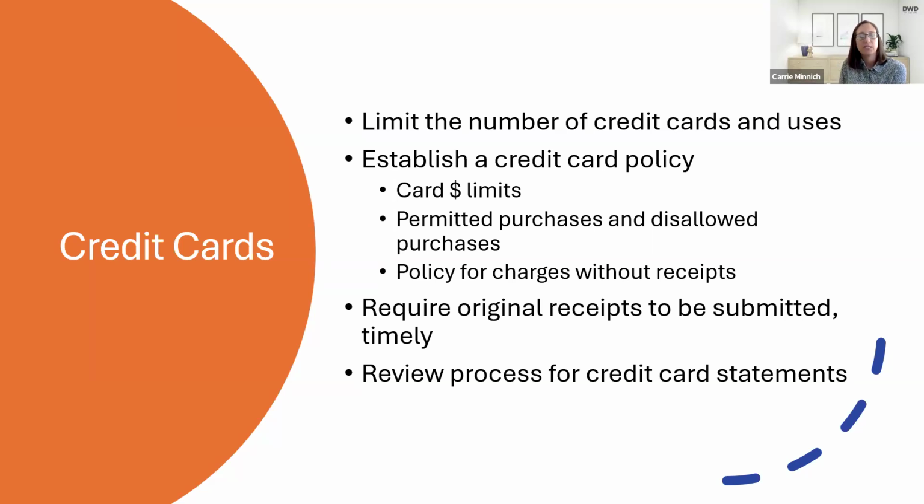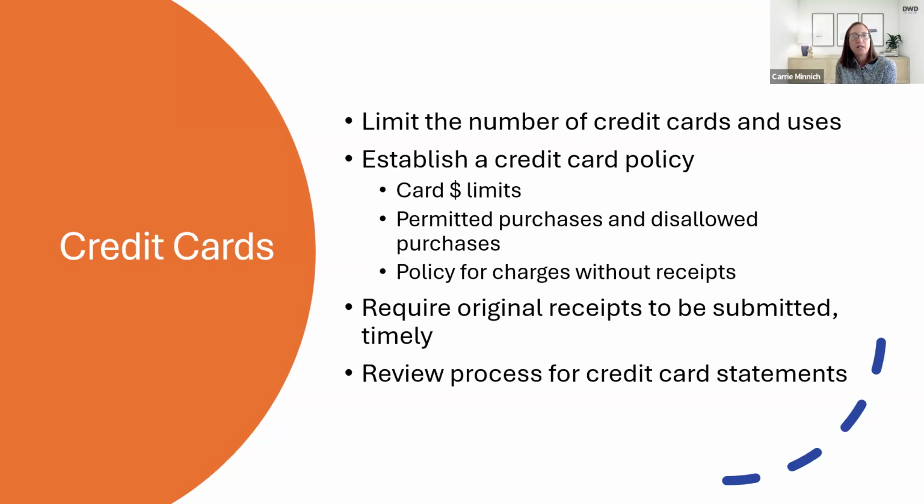Again, require the original receipts to be submitted. Make sure it's done timely. We don't want to be reconciling credit cards 5 months later. We want to make sure that those are submitted timely. If you ask for them timely, you're also more likely to get them. Sometimes those can get lost after a period of time.